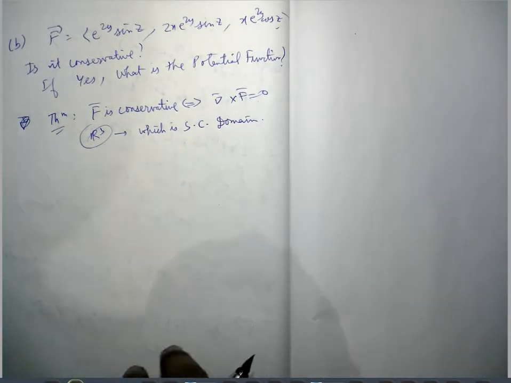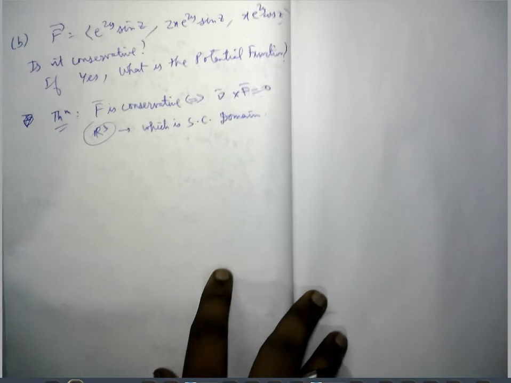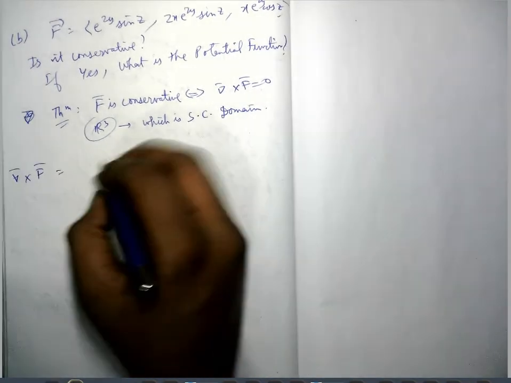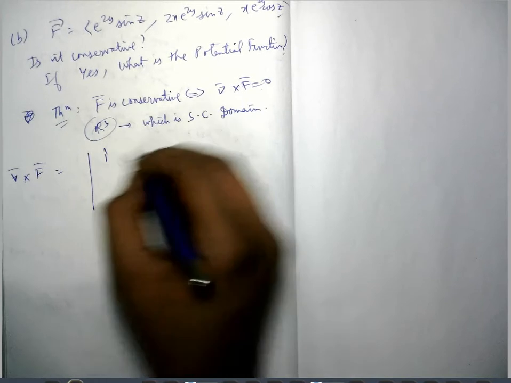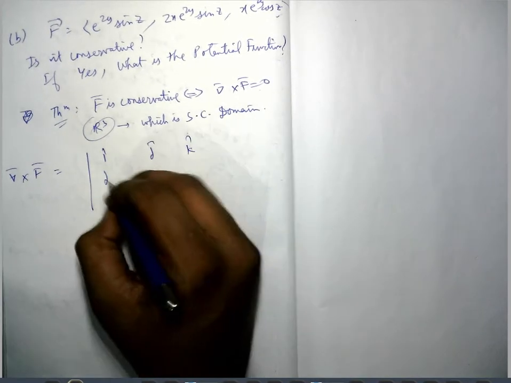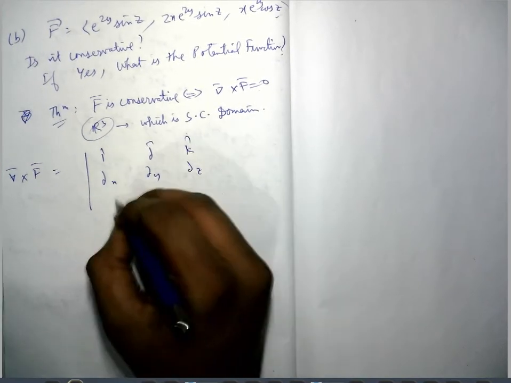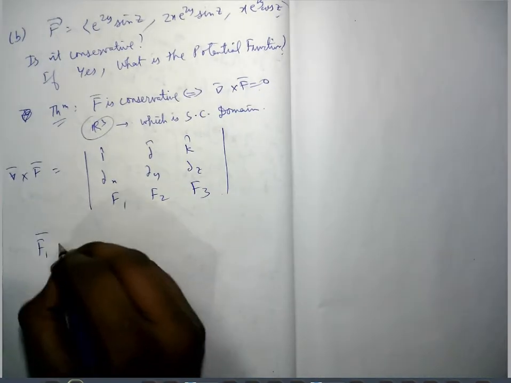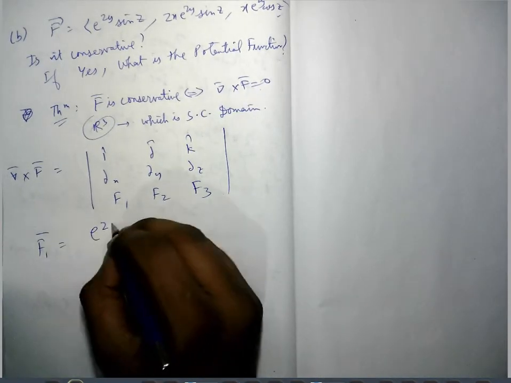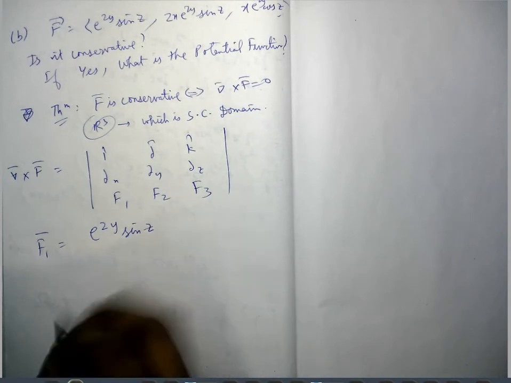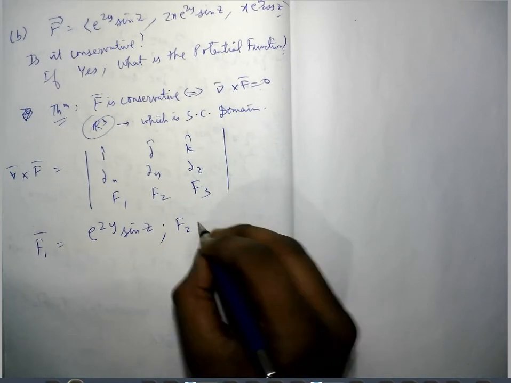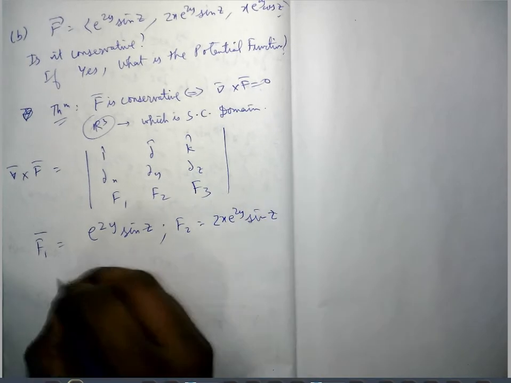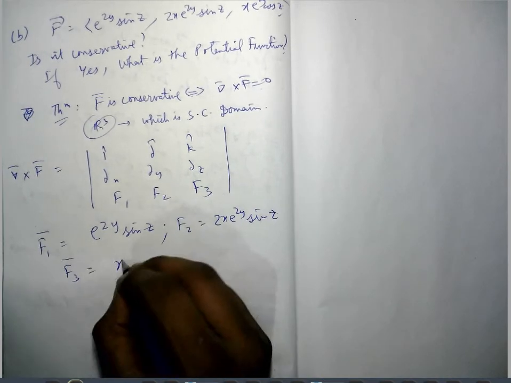This is i cap, j cap, k cap, and dou x, dou y, dou z, f1, f2, f3. So f1 is the first component of the function, which is e to the power 2y sin z. The f2 is the second component of the vector field, 2x e to the power 2y sin z, and f3 is the third component of the vector field, it is x e to the power 2y cos z. So we want to find out if the curl is 0 or not, so let's calculate the curl.